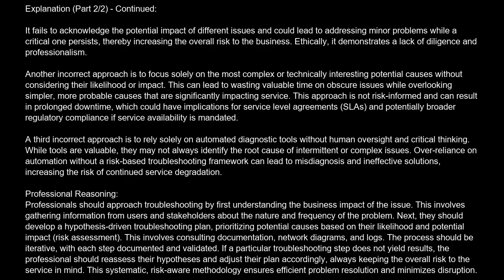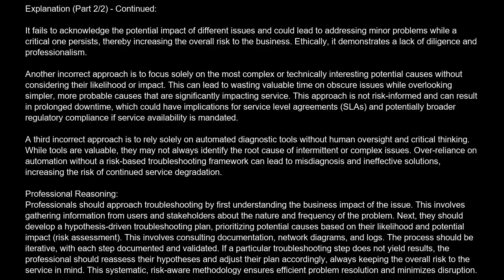Another incorrect approach is to focus solely on the most complex or technically interesting potential causes without considering their likelihood or impact. This can lead to wasting valuable time on obscure issues while overlooking simpler, more probable causes that are significantly impacting service. This approach is not risk-informed and can result in prolonged downtime, which could have implications for service-level agreements, SLAs, and potentially broader regulatory compliance if service availability is mandated.